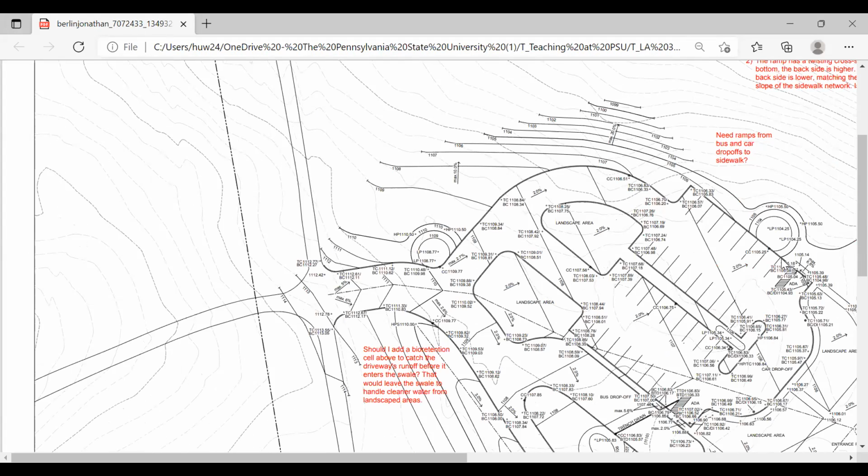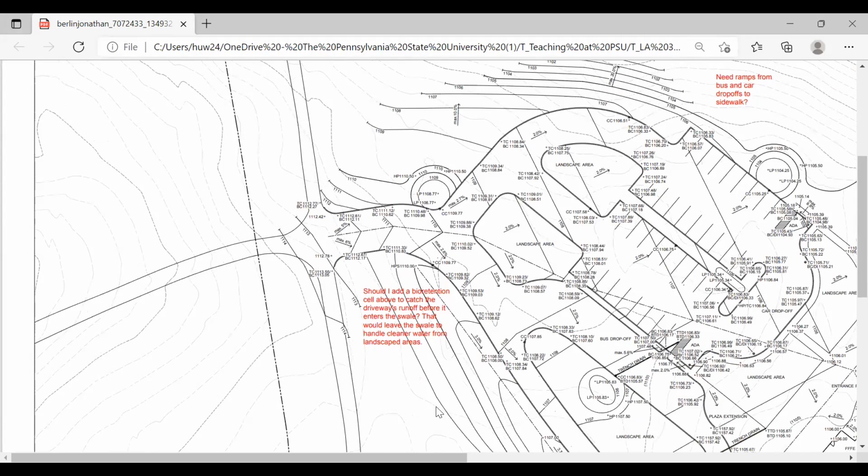Okay. So here we have a few questions. Need ramps from bus and car drop off? Yes, you do need a sidewalk curb ramp for these locations. Should I add a fire retention cell above to catch the driveway's runoff before it enters the swale?